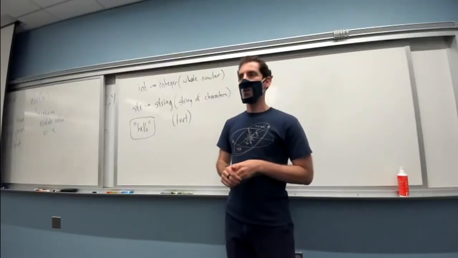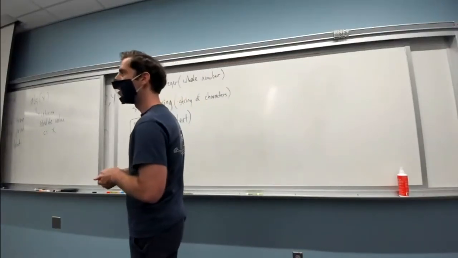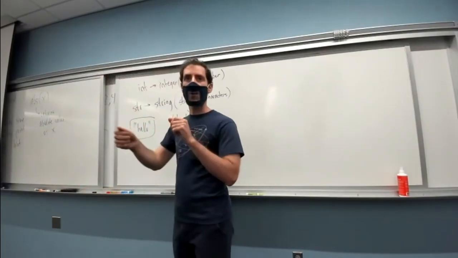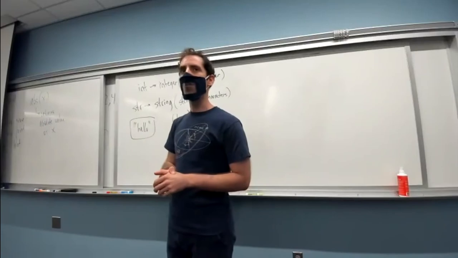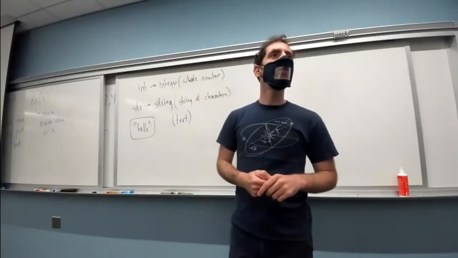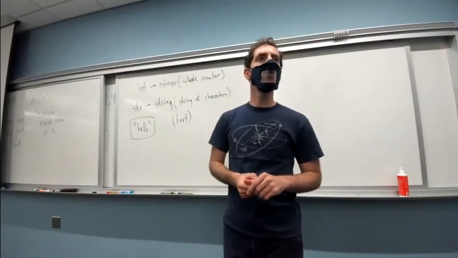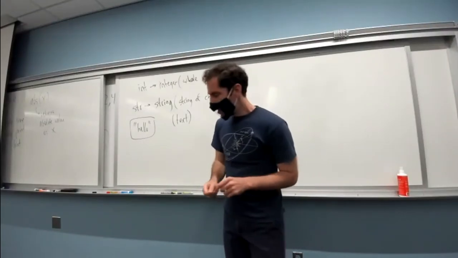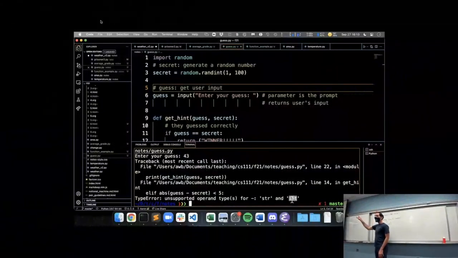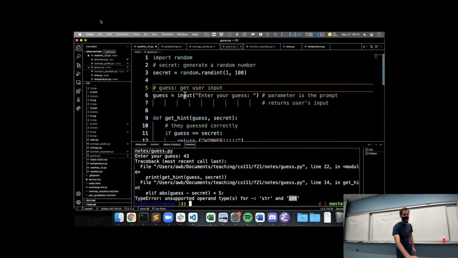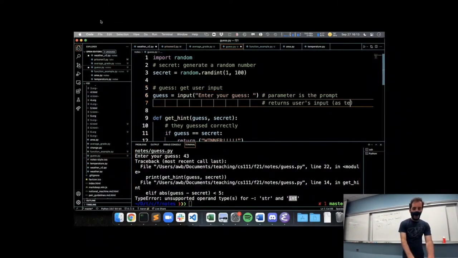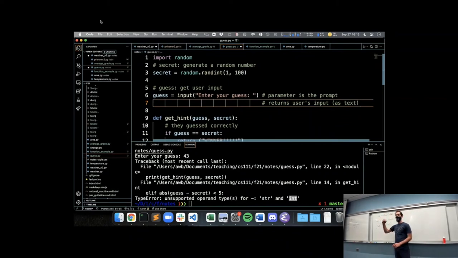Anyone have a guess as to where this problem of having a string is coming from? Yeah. So we're typing our input, and it's reading it as a string. Exactly right. When we put in our input to that input function, I said it returns the user's input. It returns it as text, as a string.